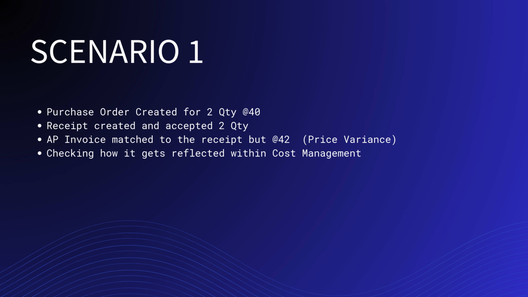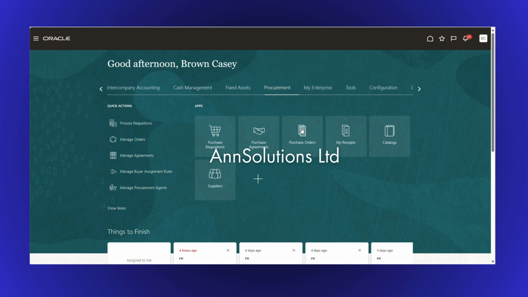We'll be matching, because it's within the tolerance, so it won't get rejected or put on hold. We'll put it as 42, and after running all those processes, we'll check within cost management how those elements are reflected from payable invoices and from receipting. Now we'll create the purchase order.